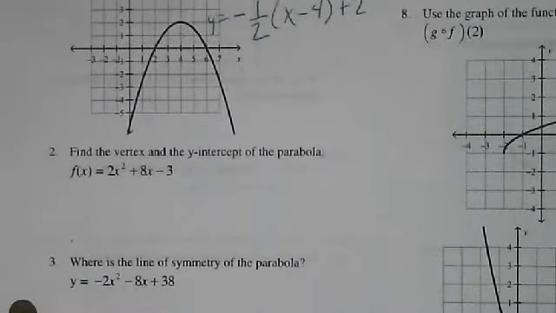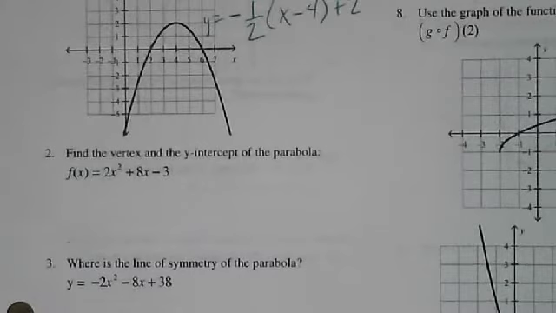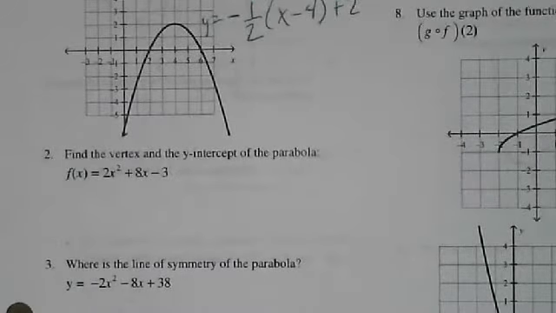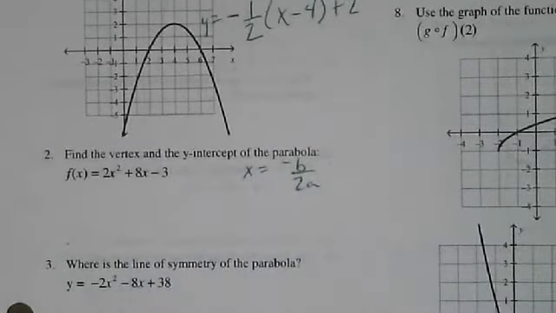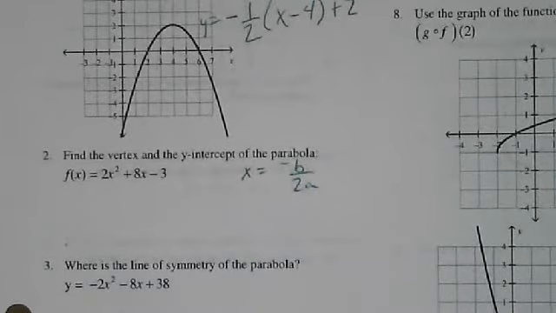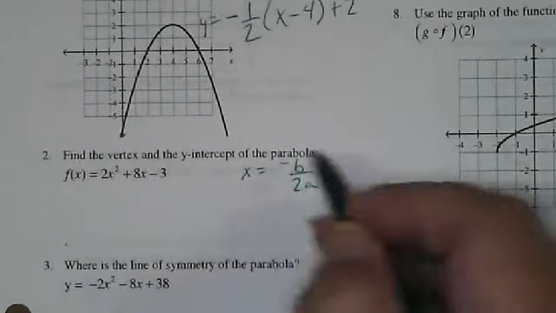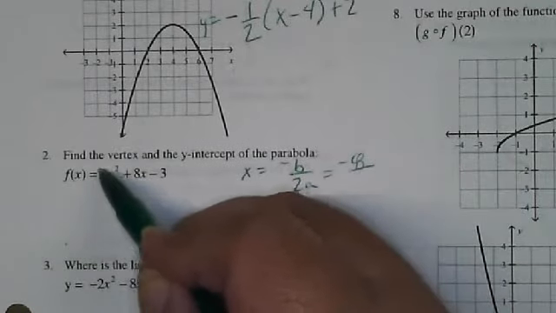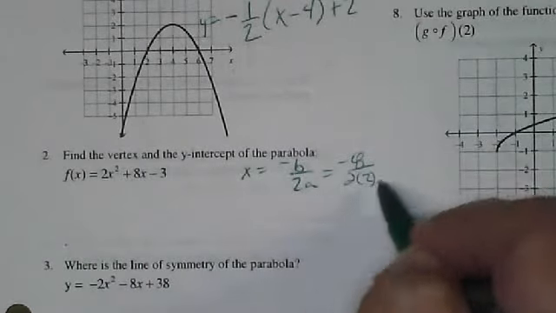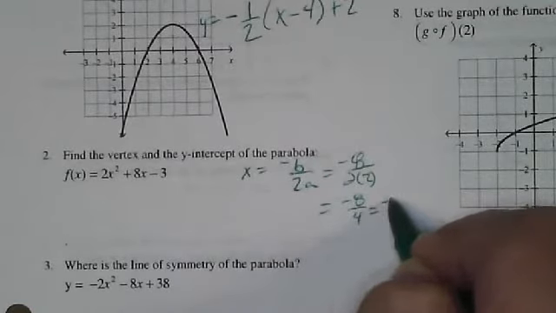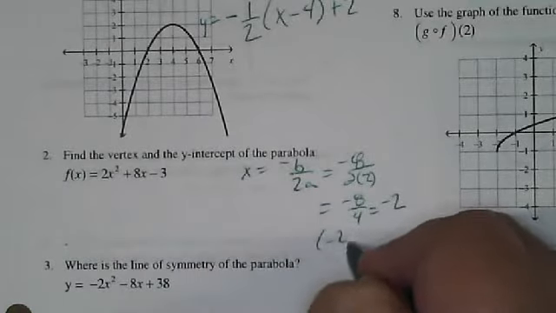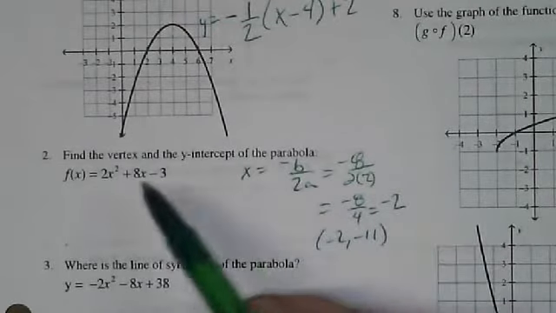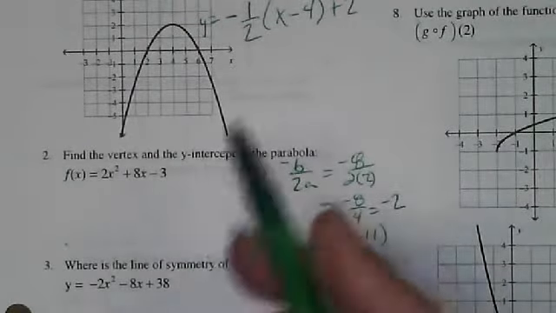Number 2, find the vertex and the y-intercept of the parabola. So the vertex and the y-intercept come from putting x is equal to negative b over 2a. And when you do that, the negative b comes from that 8, and the 2 times the a would be 2 times 2. So it would be negative 8 over 4, which would be negative 2. You could plug that in, and you're going to get a negative 11. And then the y-intercept, if this goes to 0 and this goes to 0, would be negative 3.